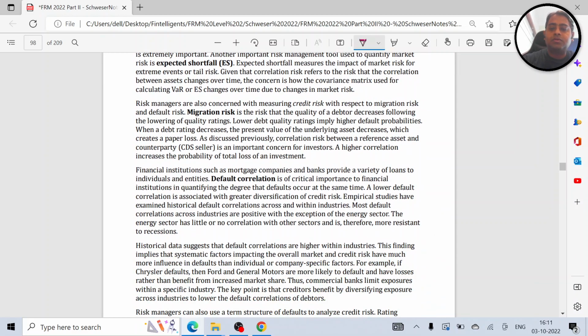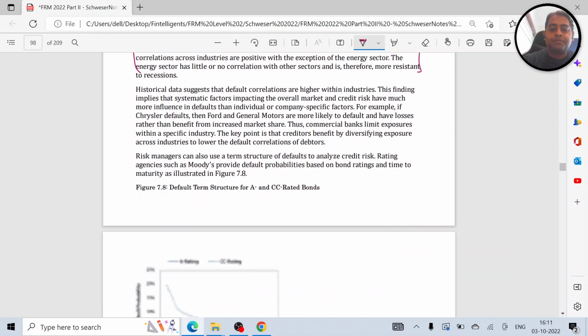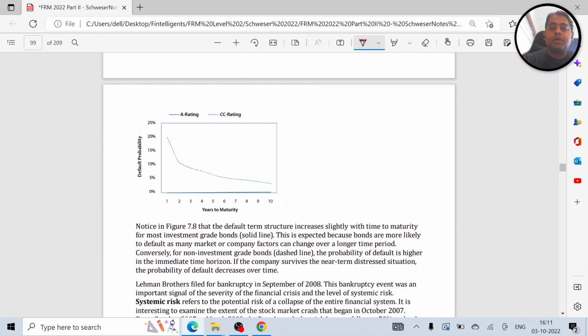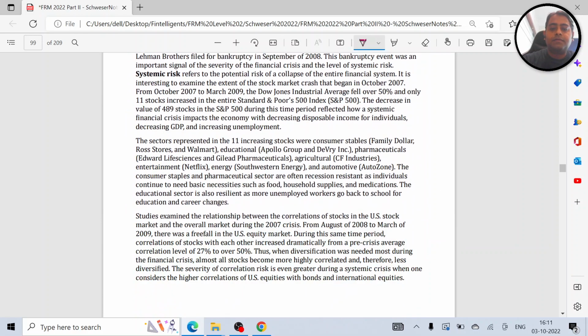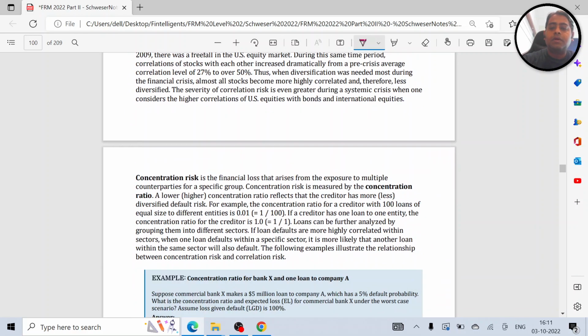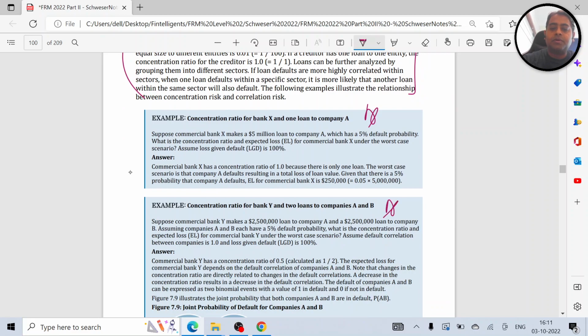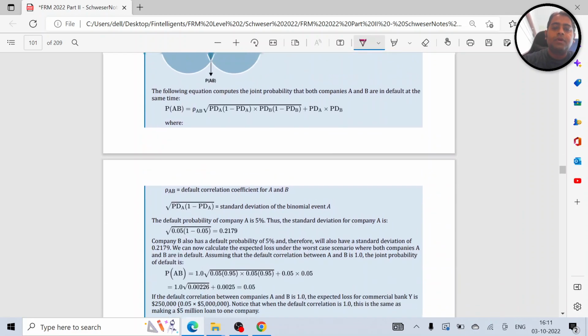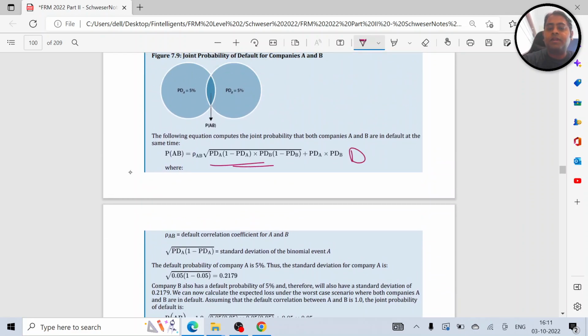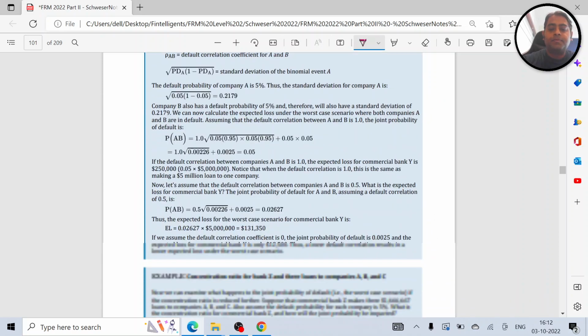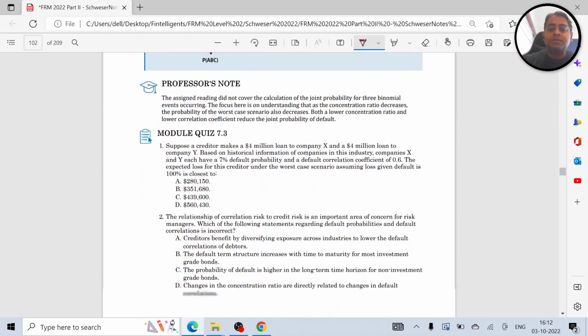Default correlation you should read this diagram and this paragraph. Concentration risk is important, marking it as double star. Mark both of these questions are important. This formula you should definitely read, but historically they have not tested, but definitely you should read and look at the formula properly. Okay. So with this, we have completed the chapter.